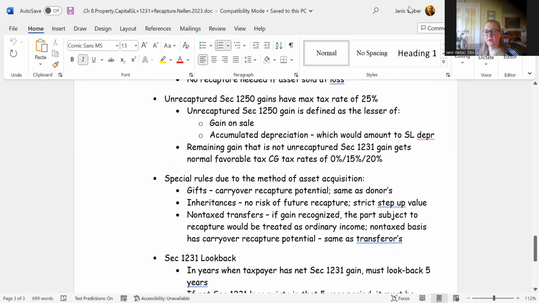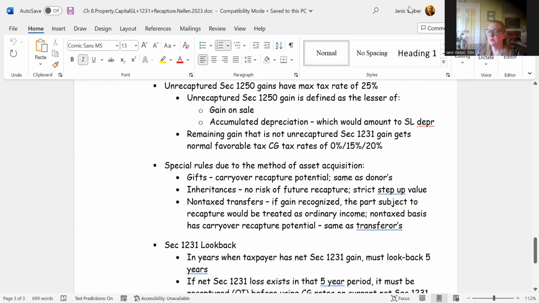Now here we have this other one. So unrecaptured 1250 gains have a max tax rate of 25%. So they do have a preferential tax rate. But corporations' rate, as you know, is 21%. So it's not preferential for corporations. It's only preferential for individuals because 21% beats 25 any day, right? So we're just going to take a straight 21% for all gains in corporations.